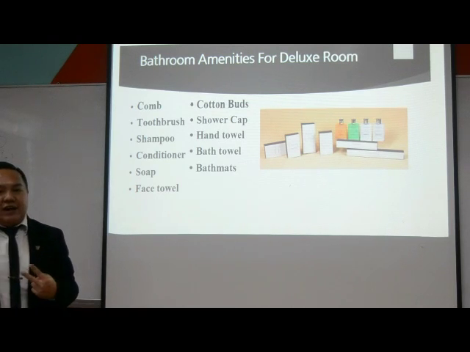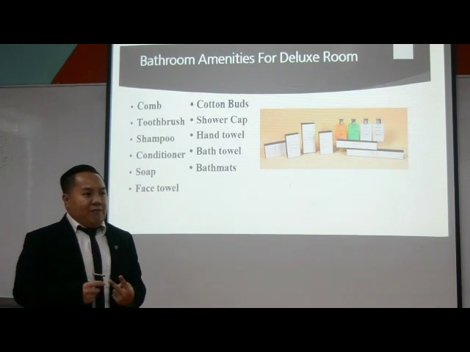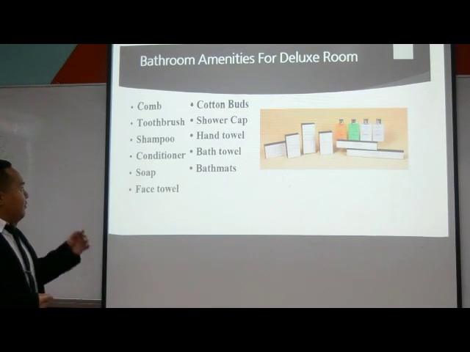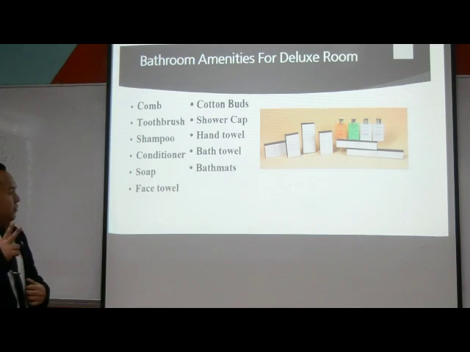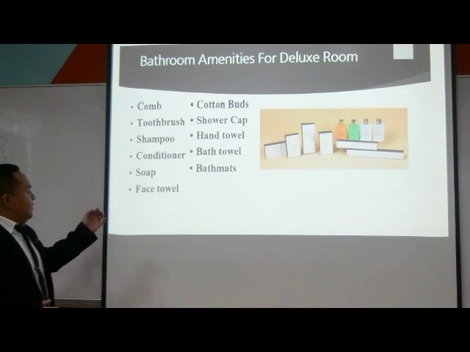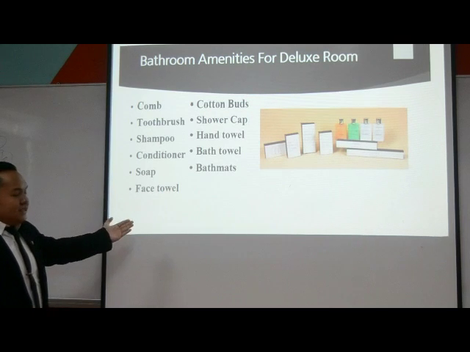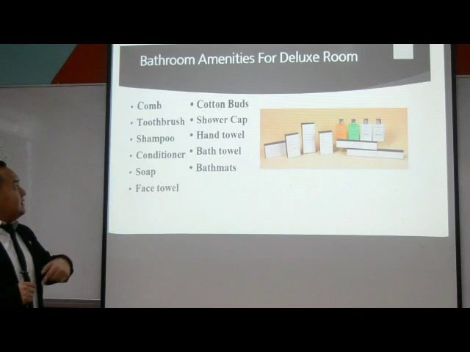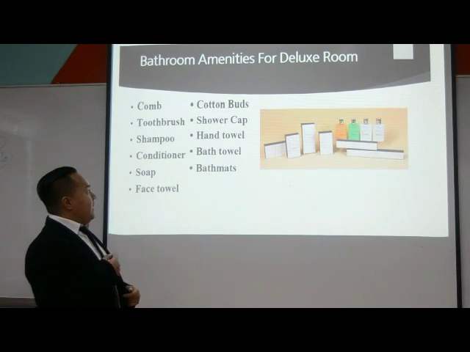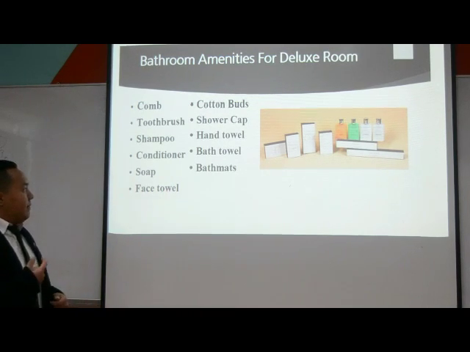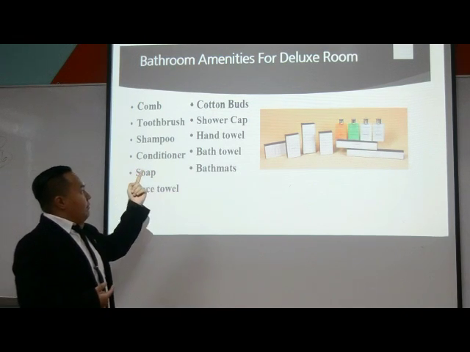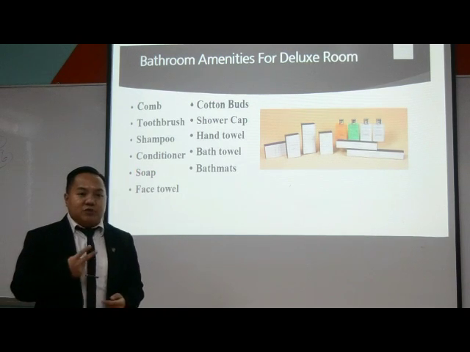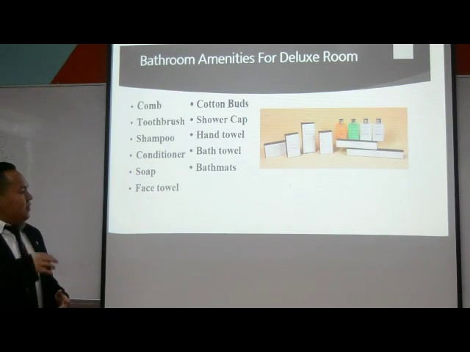Why? Because normally the guests will come together. I mean there are 2 persons inside the room. So we have to provide the toothbrush in 2 sets. And then there's soap and face towel, same as the toothbrush, we have to provide 2 sets. And then cotton buds, shower cap, hand towel, bath towel, and bath mats. The hand towel and bath towel are the same as the toothbrush and face towel. We provide 2 sets so they can use their own.